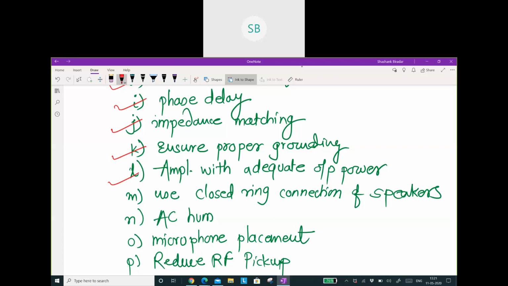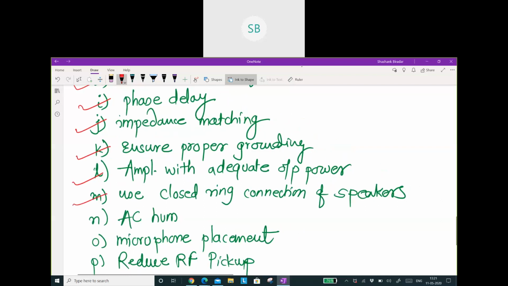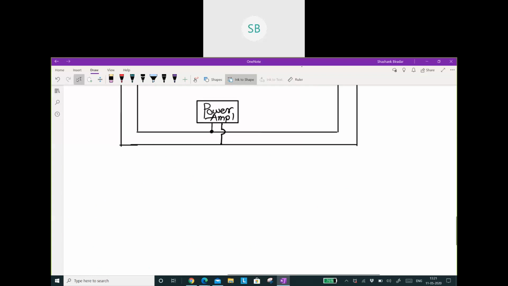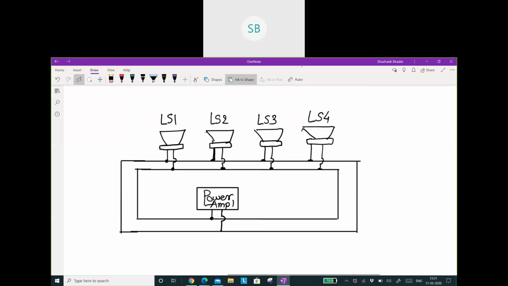The next one is use of closed ring connections of the speakers. In this way you have to arrange the loudspeakers. This connection will ensure that even though the connection is broken at some point, the system will still not be inoperative. Why is this closed ring connection important? Because at a certain point it may break.